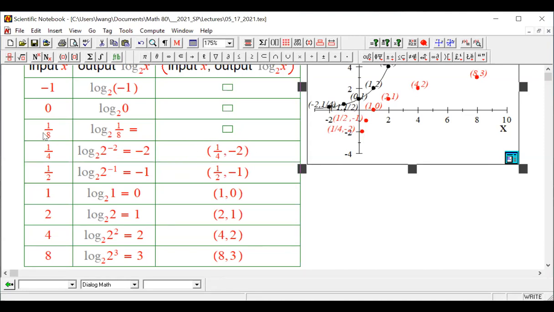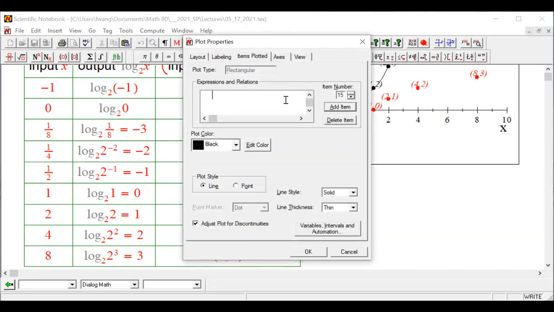Okay, so now how about 1/8? What will be the output for log base 2 of 1/8? Ellen, do you have an answer to that? Anybody else? Francisco, -3. Perfect answer. So that point is going to be, the input is 1/8, and the output is -3.